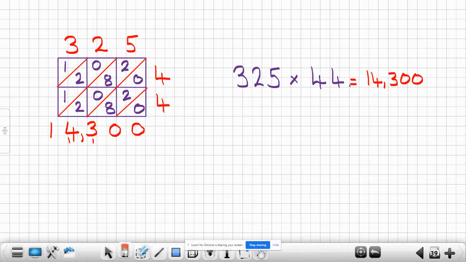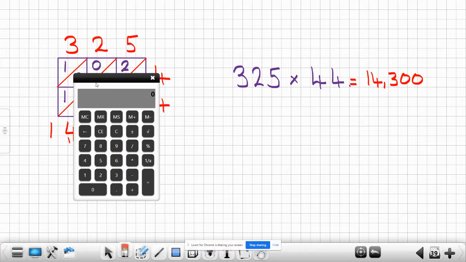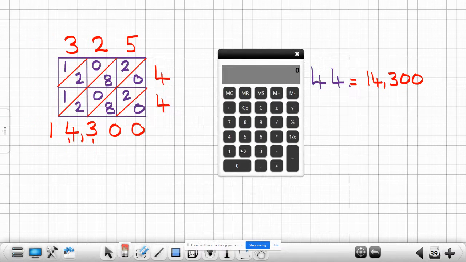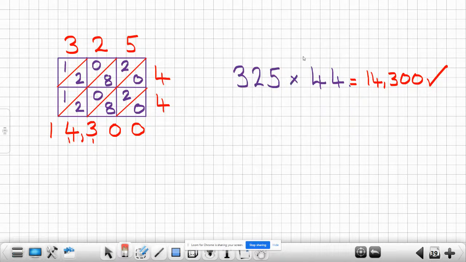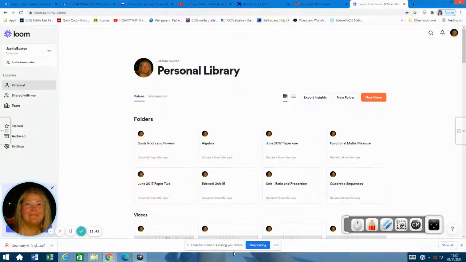And then, of course, we're going to check just to make sure we didn't make a mistake. 14,300. Great. So we're done. And that is the lattice method of multiplication. So have a go. You can just make up your own and see how you get on. And that's the end of this video.